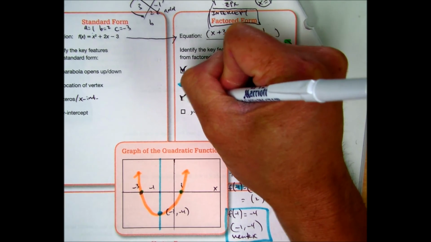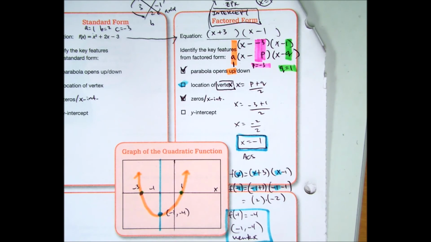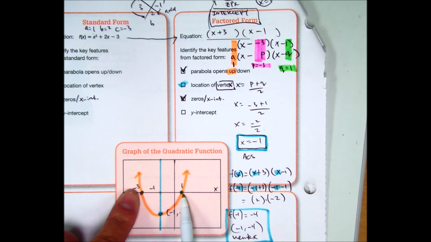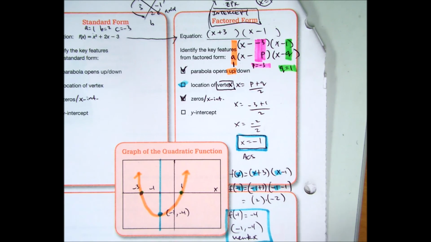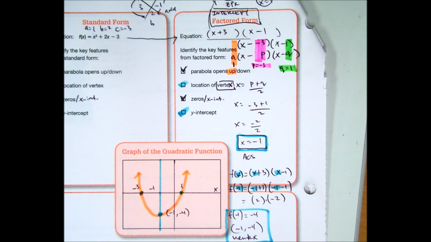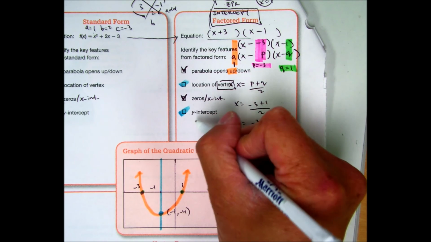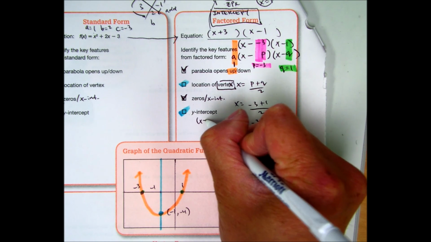So if you're given a graph, it's easiest to actually graph in factored form. If we have two sets of parentheses, I can find out these two values very quickly. And the y-intercept was not easy to find. Okay? I won't ask you that one, only on the standard form. If you wanted to find it for future classes, that would just be making x equal to 0.